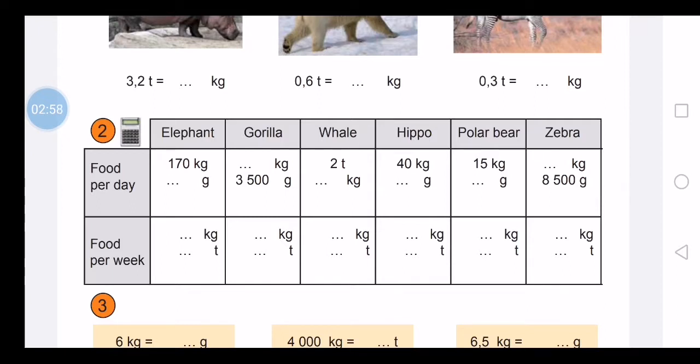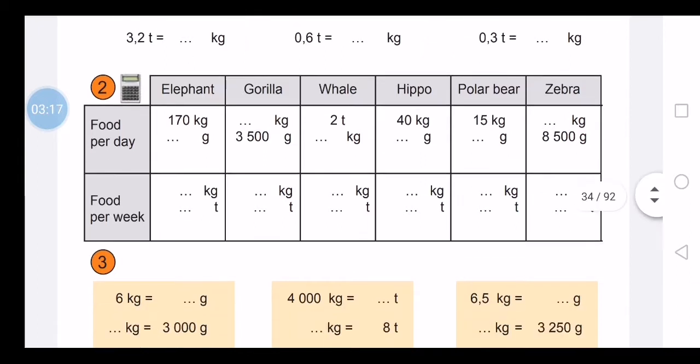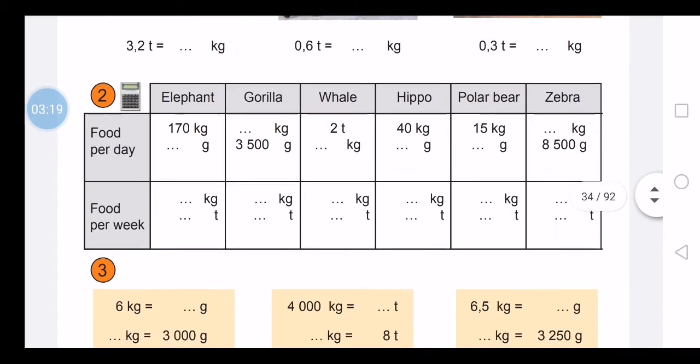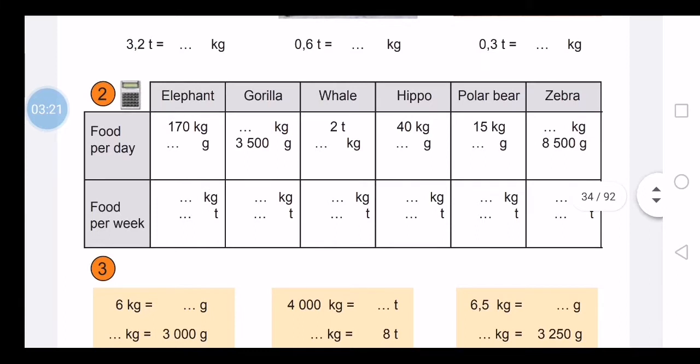I'll say 170.000, and then I'll take the decimal point out and just write it with the G for grams. So it would be 170,000 grams, a lot of grams. For the whale then, the whale is given in tons, 2 tons. Now that's very easy because we know that 1 ton is 1,000 kilograms. So 2 tons, of course, will be, I'm not going to tell you.